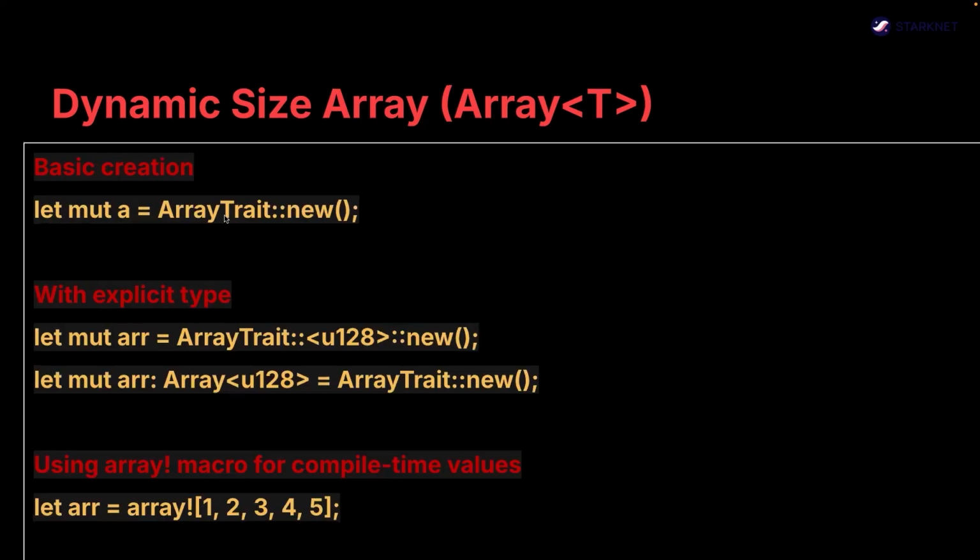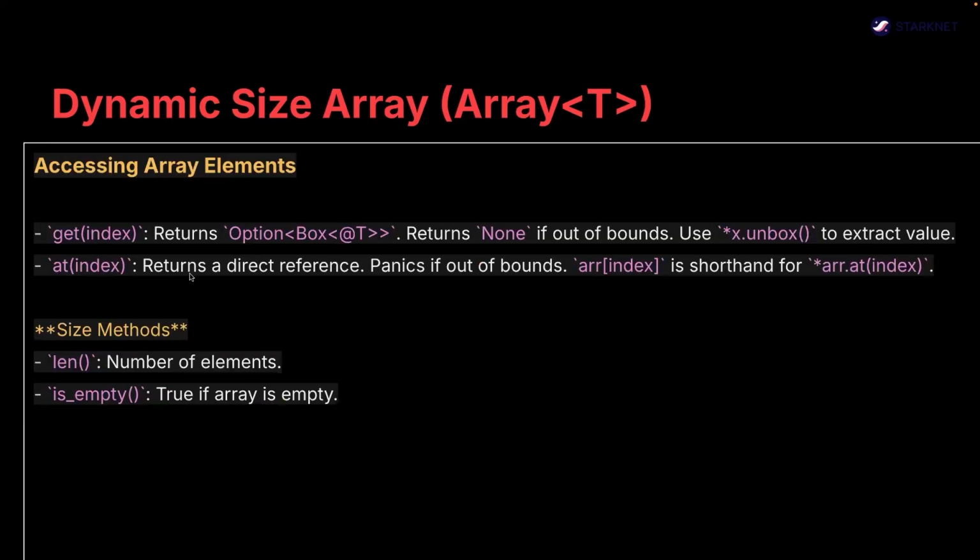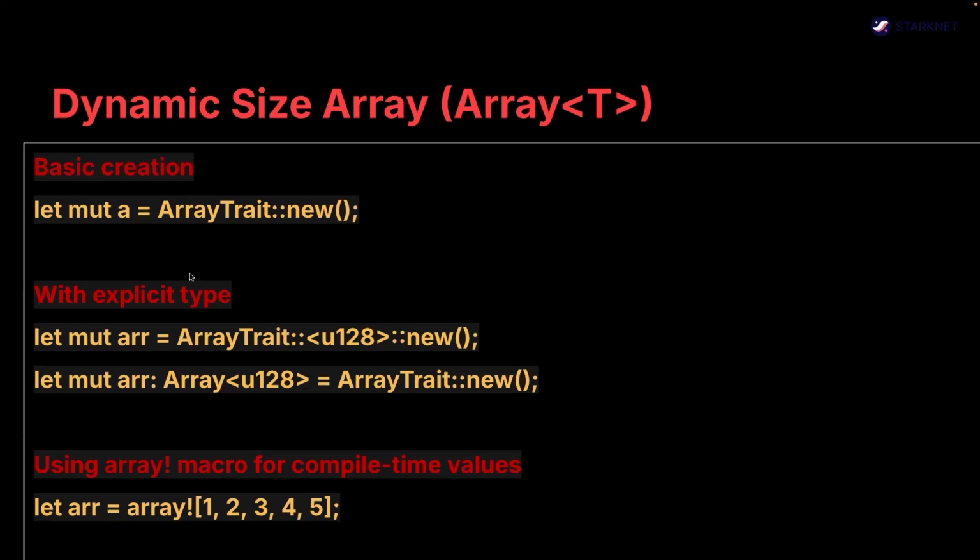So this is how you declare the array. ArrayTrait::new. You can use an explicit type, this is what I did earlier on. Explicit type, and it can also be implicit. Yeah, this is implicit, right? This is explicit.